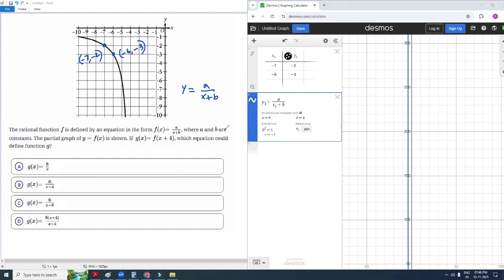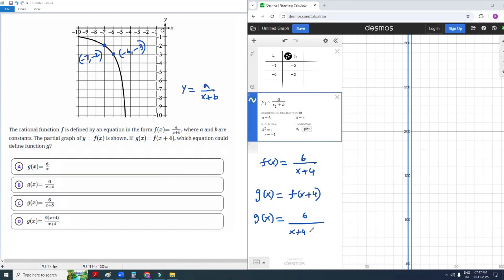Let's plug in the values of a and b into the function f of x. Then we get f of x equals 6 over x positive 4. And our aim is to get the function g of x. And we have the information g of x equals f of x positive 4. Okay, g of x equals, now to get f of x positive 4, we have to plug in this x positive 4 for x over here. Then we get 6 over x positive 4.